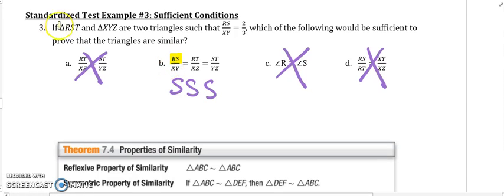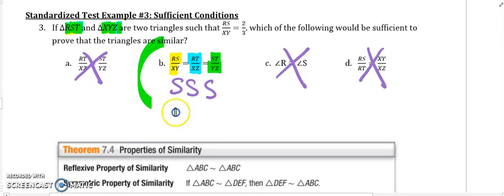So I have RS and XY, that's right. I have RT and XZ, that's in the right order. And then ST and YZ, that's in the right order. So here's your answer.